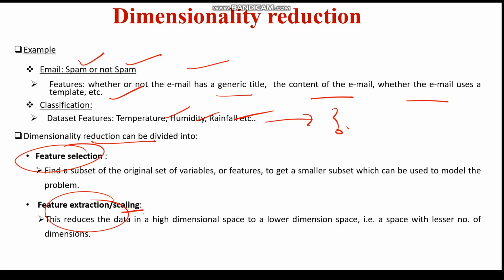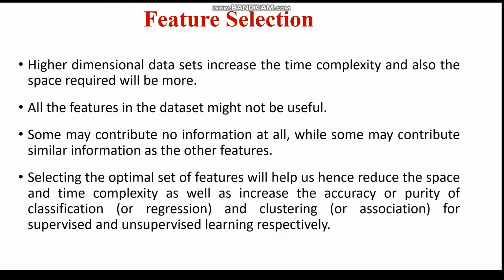Feature extraction is also known as scaling. So feature selection is basically a subset of the original set of values or features to get a smaller subset rather than taking all the attributes. And feature extraction is basically doing the scaling, which reduces the data in high dimensional space to a lower dimensional space. So feature selection is basically limiting the number of variables, and feature extraction or scaling is known as reducing the high dimensional space into the low dimensional space, which has fewer dimensions.